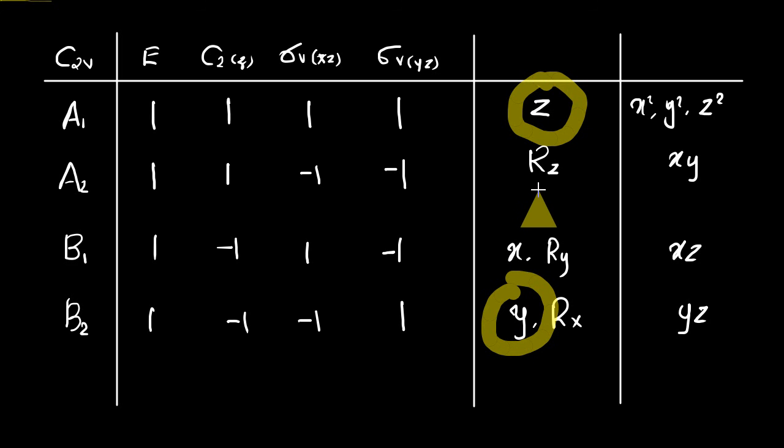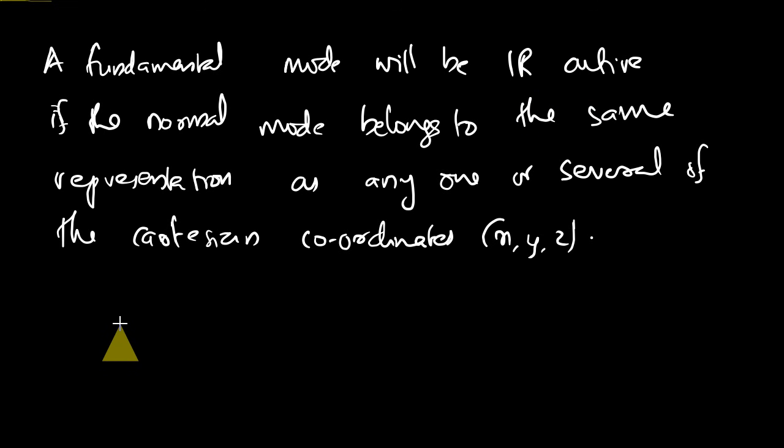Therefore, if you find any vibrational mode which belongs to the A2 symmetry in the C2v point group, in that case, that vibrational mode will be definitely IR inactive, because you cannot find any of the Cartesian coordinates having the same symmetry. Okay, so this is very important, and I hope that you understood completely how we can depend on group theory to assign whether a particular mode of vibration will be IR active or IR inactive.